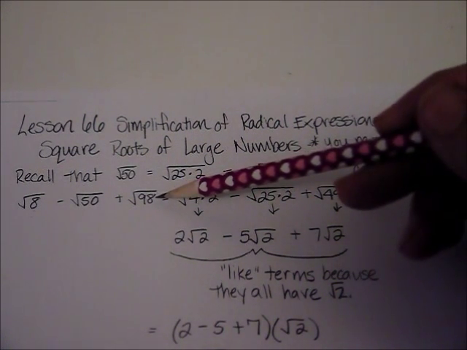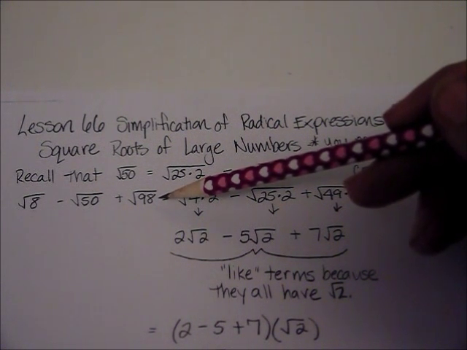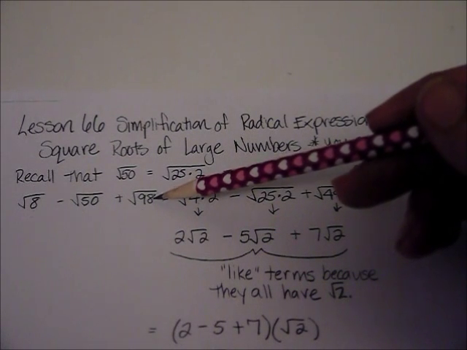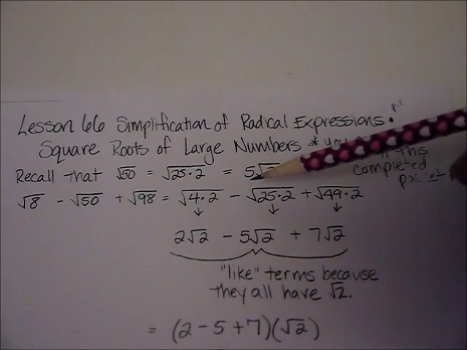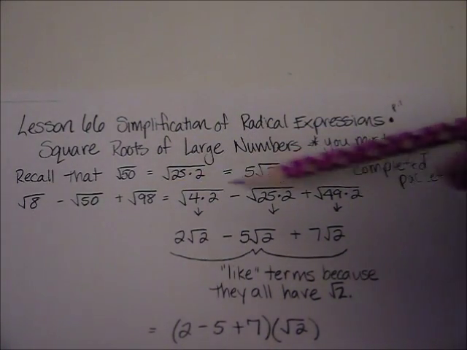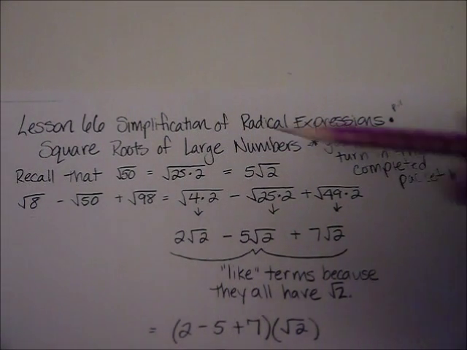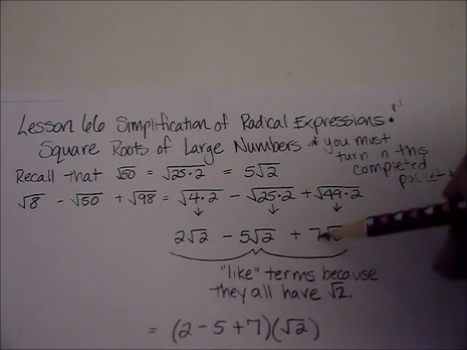Now 98. This one's a toughie. Maybe just get used to when you see 98, if you can ever remember that it's 49 times 2, it will help a lot, because that might not come to mind. That's going to be tricky. So anyway, 98 is the square root of 49 times 2. So we take the square root of 49, pull it out, and that's 7.